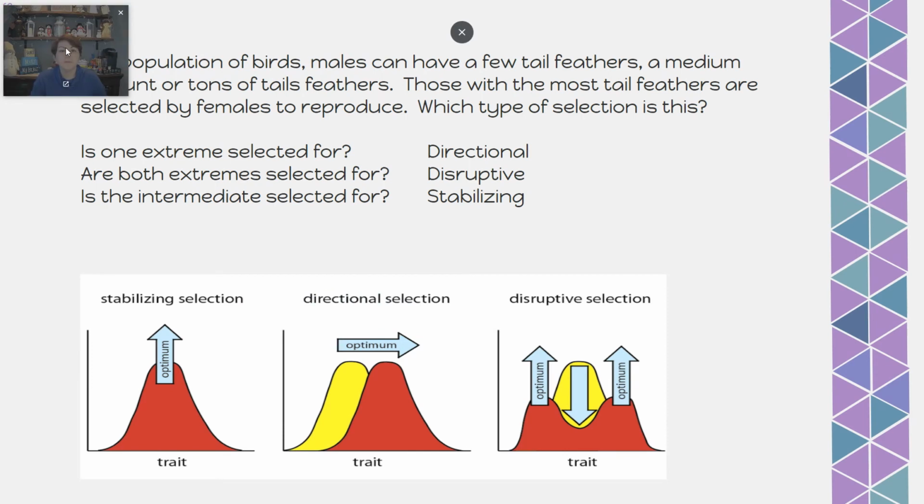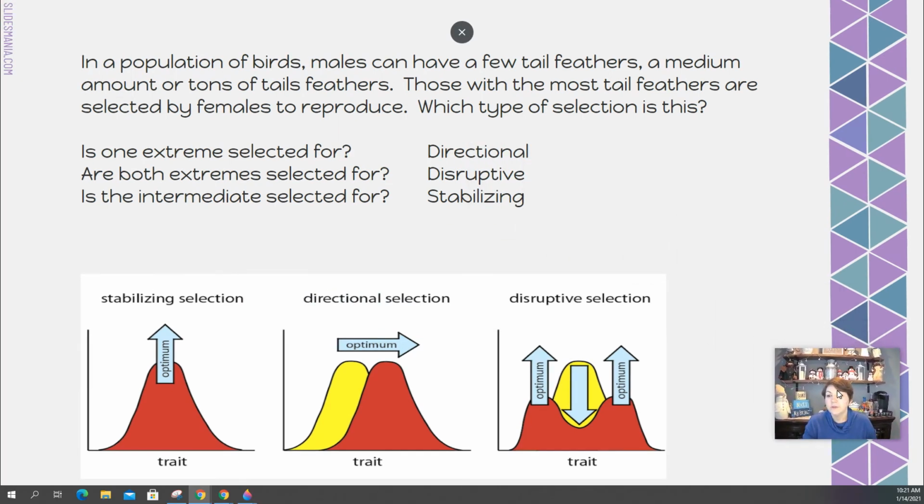All right, so now it's time for some scenarios. So in these questions, you're going to read the scenario and answer the question in the Edpuzzle, and then I'll go over the answers. So go ahead and answer the question in the Edpuzzle now.